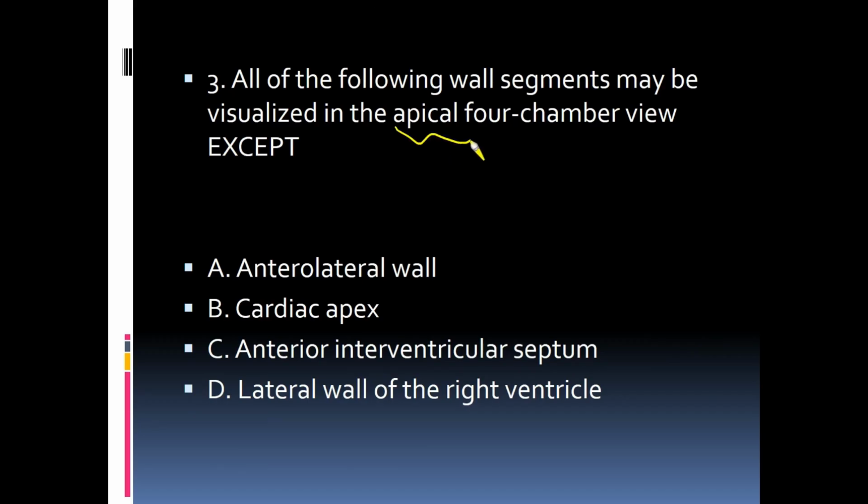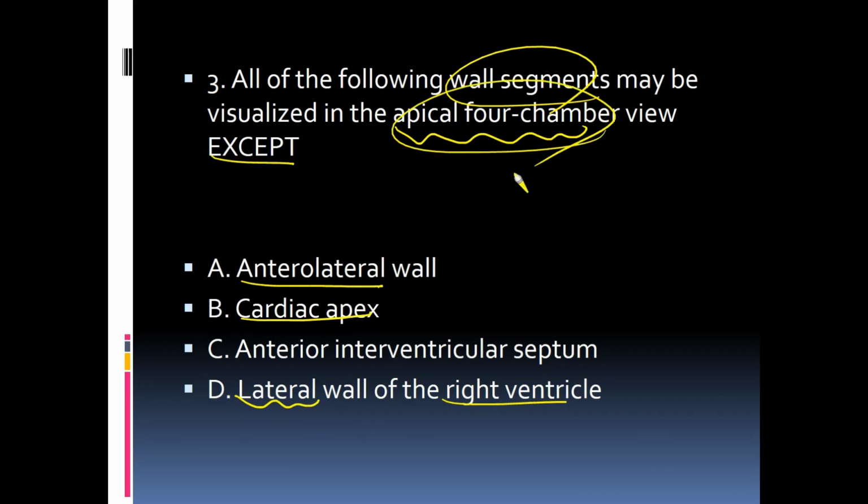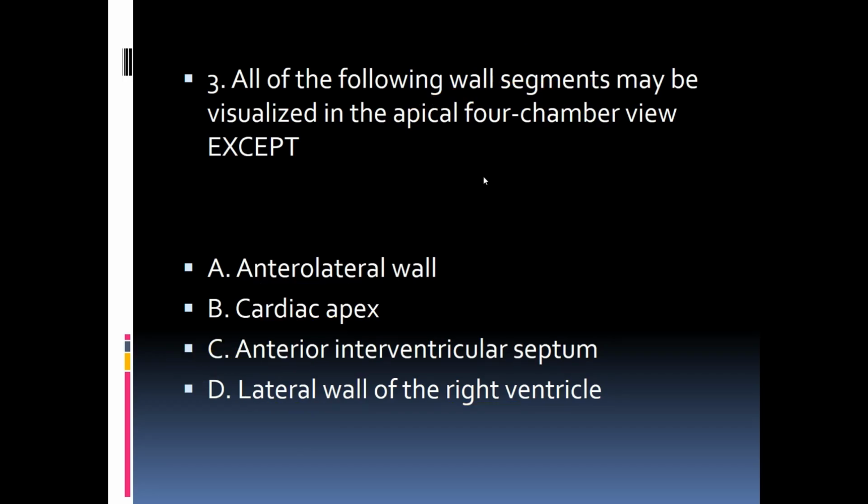This time, the question is asking about the wall segments that are not related to the apical four-chamber view. In the apical four-chamber view, you can evaluate the anterolateral wall, the cardiac apex, and even the lateral wall of the right ventricle. If you look at option C, the anterior interventricular septum is a wall segment that can be evaluated not in the apical four-chamber view, but rather in the parasternal long or three-chamber view. Let's take a look at the related video.